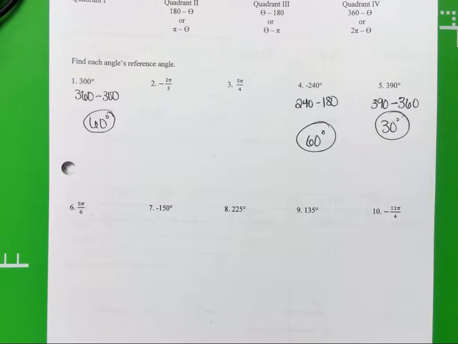Don't worry about the negative. The negative just tells you to go down. 7, 8, 9. All right. Don't worry about the negative. The negative just tells you which direction to go.